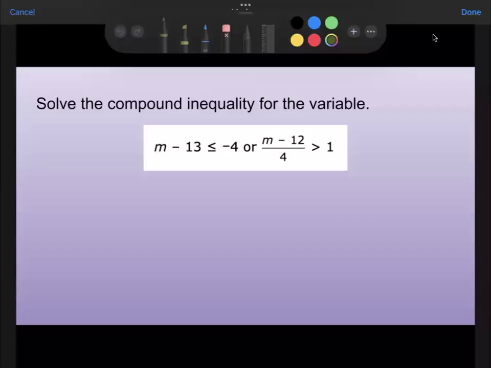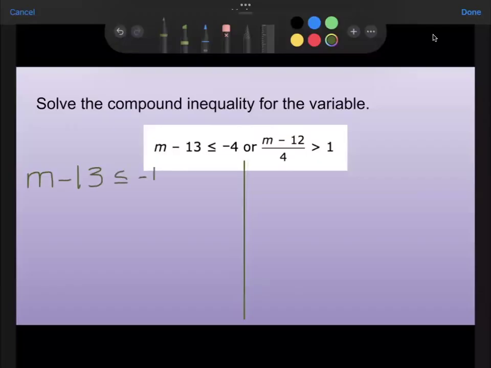Okay, here's our next example. And again, we have another or, so that means we're going to actually separate them into two separate inequalities and solve. So let me rewrite m minus 13 is less than or equal to -4 over here. And this one is m minus 12 divided by 4 is greater than 1.